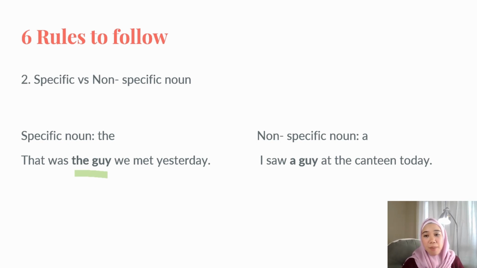But if we're talking about a non-specific noun, for example, I saw a guy at the canteen today, you have to use a. So it is non-specific. I saw a guy at the canteen today. So it could be any guy. So it's not Arif or Ali. I just saw a guy at the canteen today because it is a guy in general. So you have to use a.